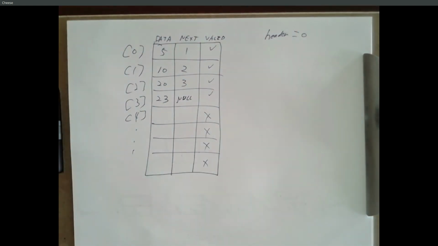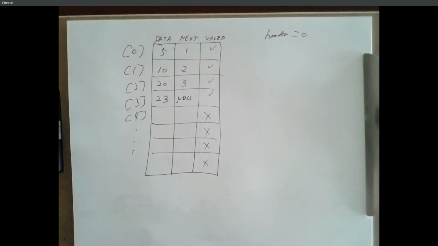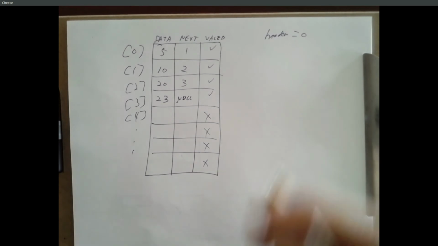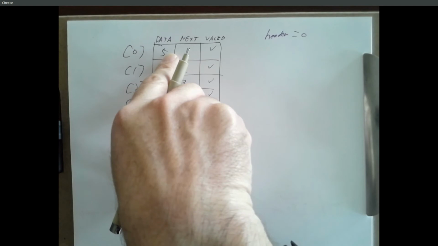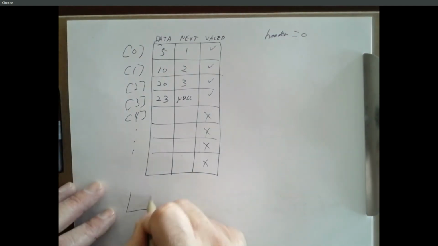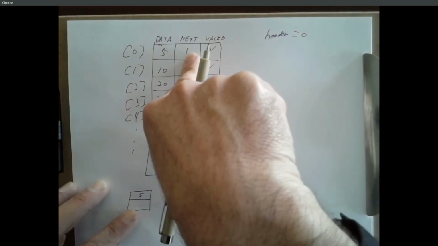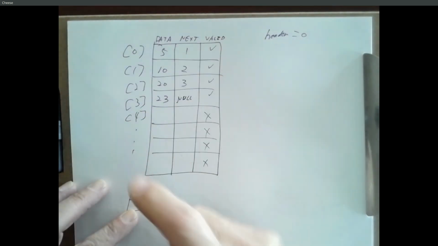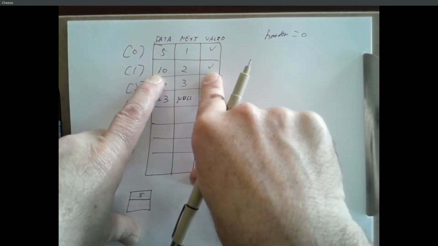Okay, suppose this is what my array looks like. It's got a bunch of entries. The first 4 entries look like I've described. The valid flag has a check mark to say it's valid and an X to say it's not valid. Same marks I use on exams. So what does this look like? Header is equal to 0. It tells me my first node is stored at location 0 in my array. Well, it's a block that has a data value of 5. And the arrow that points to the next block contains a 1. That means it's pointing to the block stored at index 1 in this array.